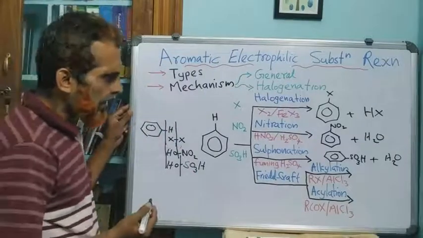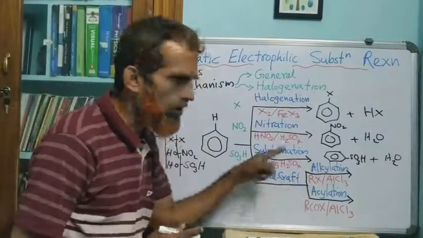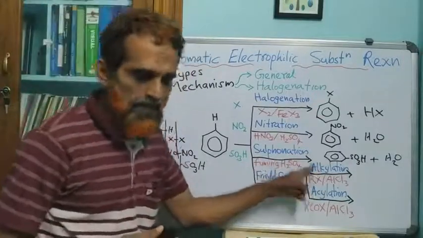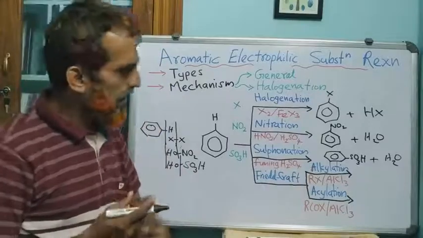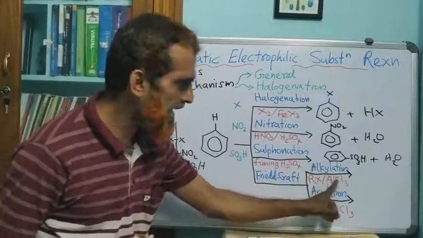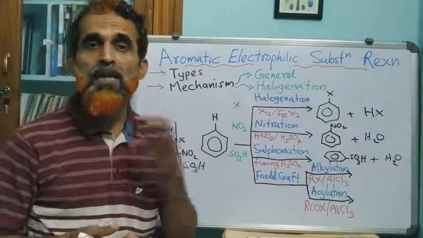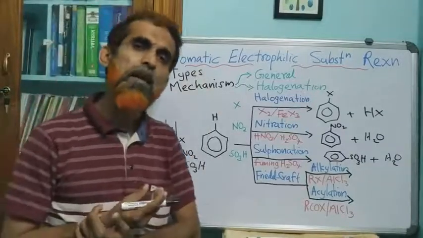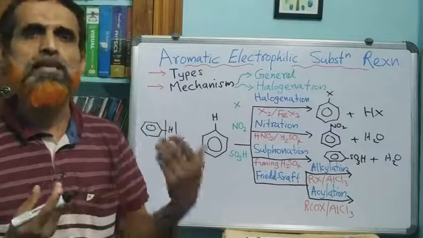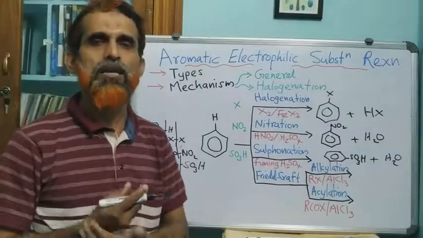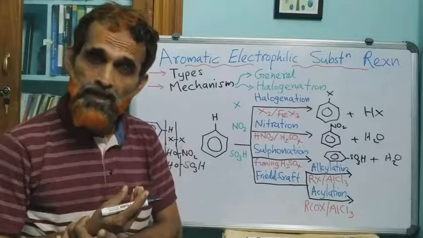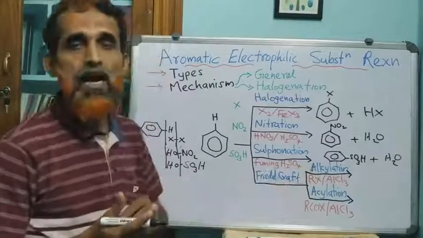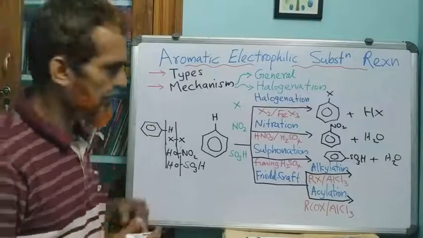Now the last two are collectively called Friedel-Crafts reactions, which are of two types, alkylation and acylation. In both reactions, the catalyst is AlCl3, which is called the Friedel-Crafts catalyst, which is most common. There are many other options for the Friedel-Crafts catalyst, like anhydrous zinc chloride, FeCl3, BF3, etc. This is most common, that is anhydrous aluminum chloride.